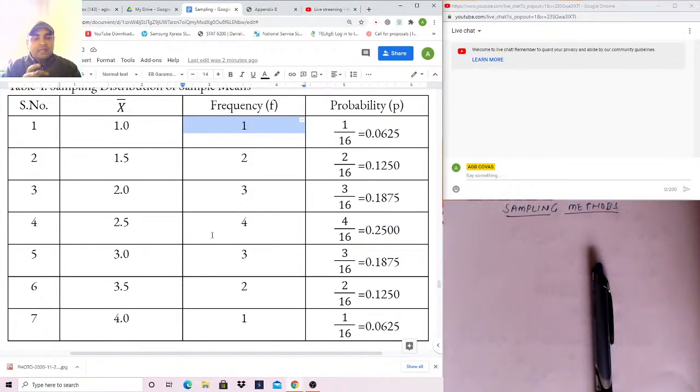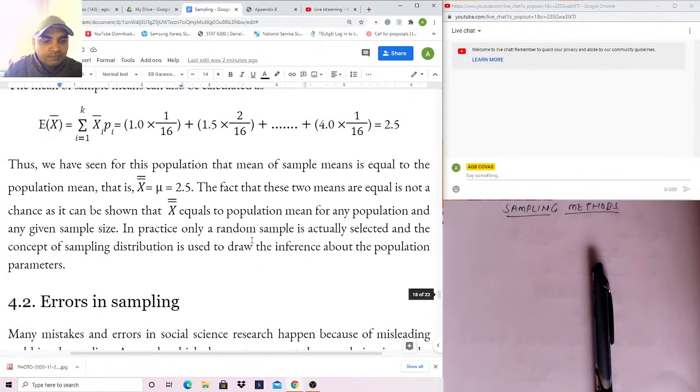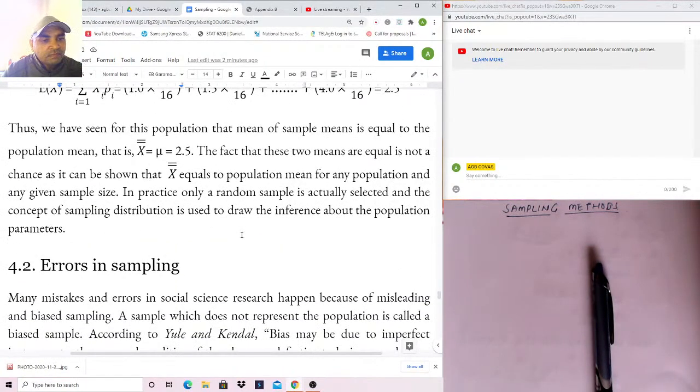So in probability sampling you will be getting people from every corner, and most of them will be from the middle because they have maximum occurrences in the population, right? So that is why this is equal to your population mean itself, right? Thus we have seen that the mean of the sample mean is equal to the population mean, which is 2.5, right?